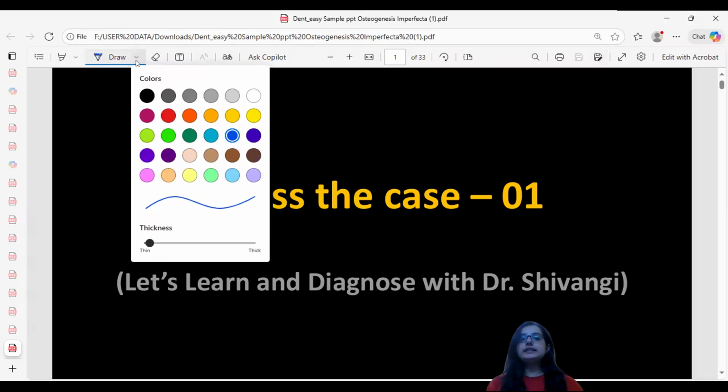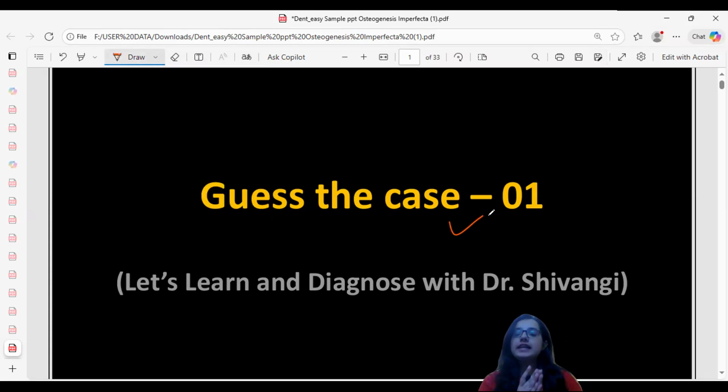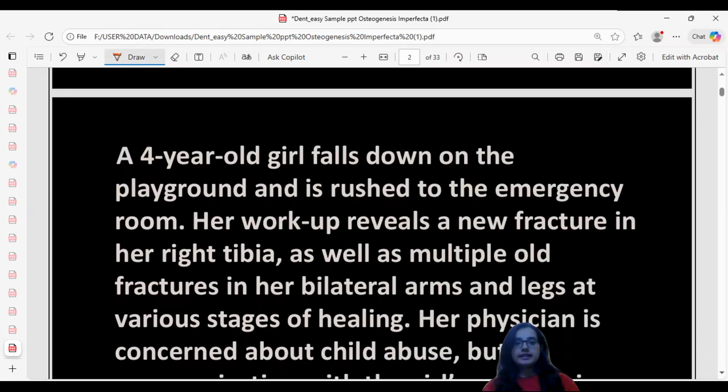Hello everyone. So let's start with the case today. And with the help of this case, we'll be understanding a very important fibroosseous lesion. So let's diagnose the case first.